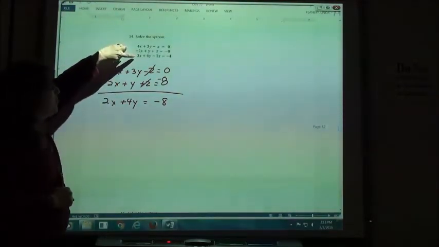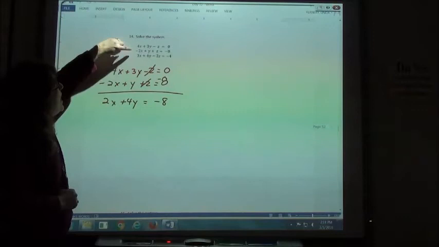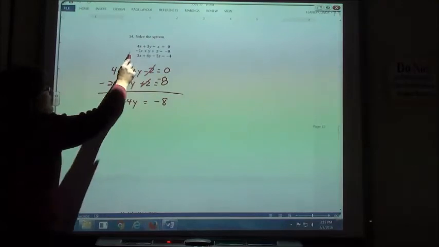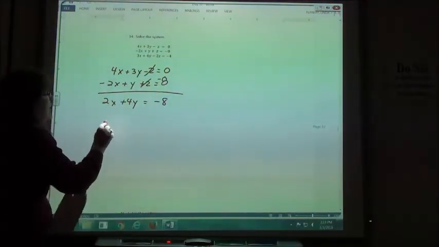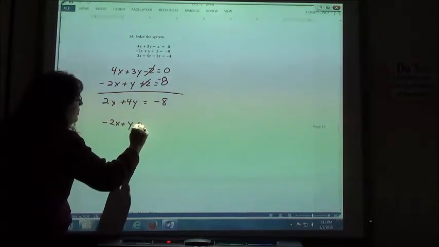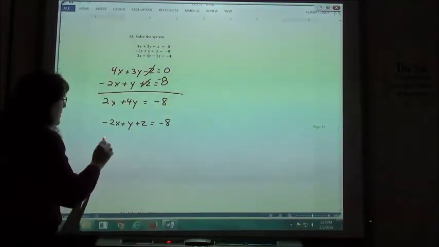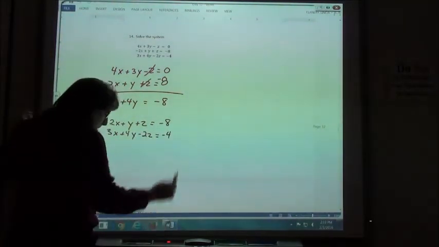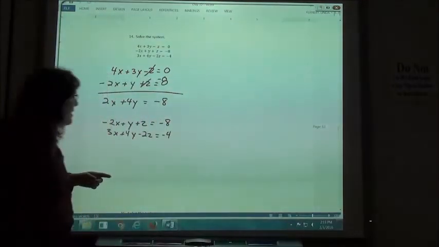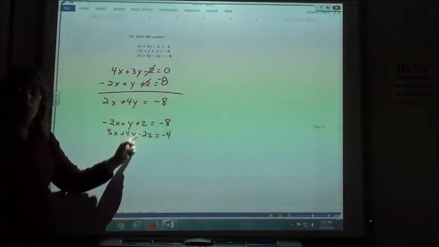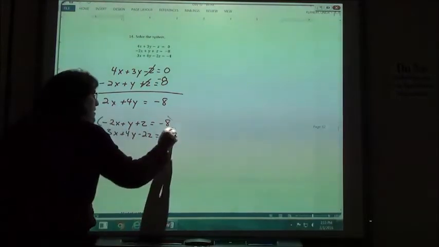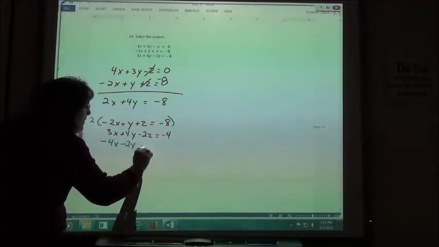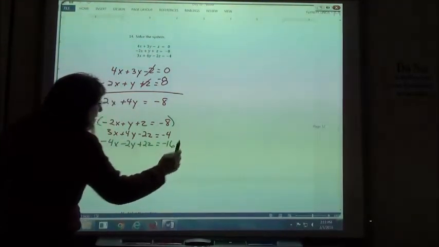I want to use my third equation with one of my other two equations. I'm going to do it with my second one just because that one has a positive z and that one has a negative. So using my second equation and my third equation: negative 2x plus y plus z equals negative 8, 3x plus 4y minus 2z equals negative 4. If I want to get rid of the z's, I'm going to take this top equation times 2 to make opposites. So everything in the top equation times 2, I get negative 4x minus 2y plus 2z equals negative 16.